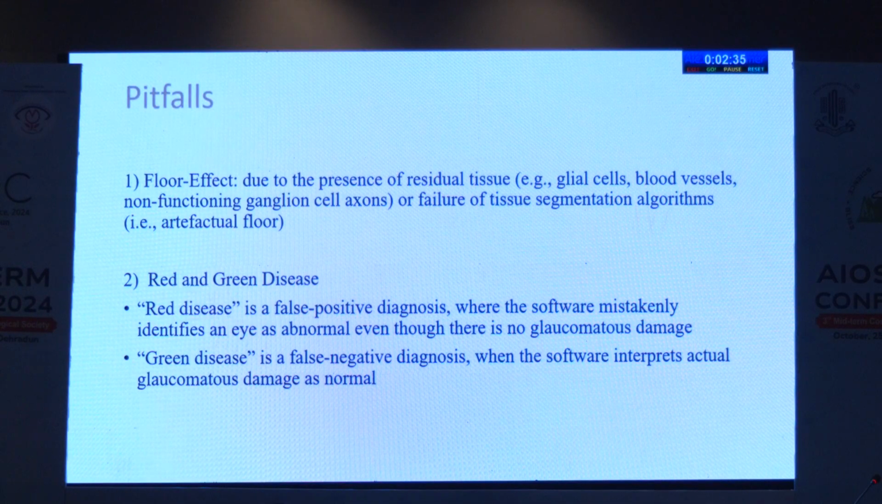So red disease is a false positive diagnosis where the software mistakenly identifies an eye as abnormal even though there is no glaucomatous damage. And green disease is a false negative diagnosis when the software interprets actual glaucomatous damage as normal.